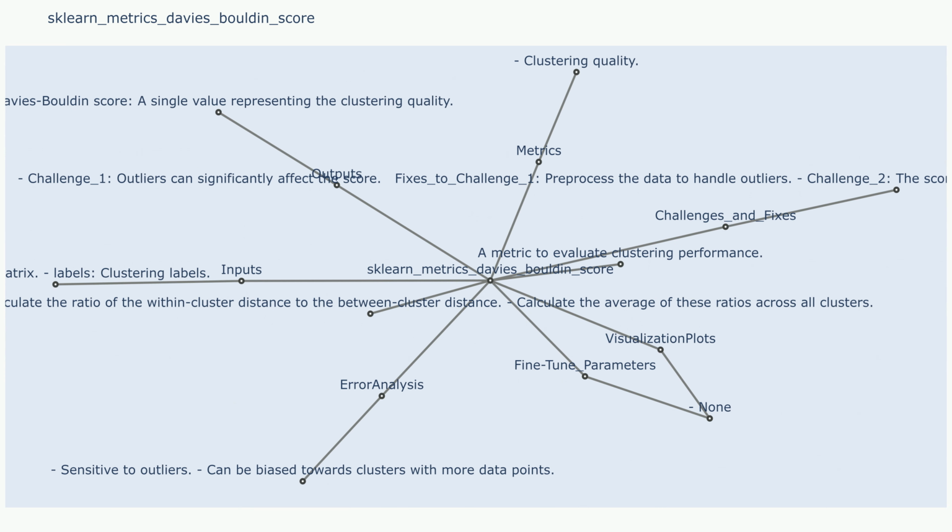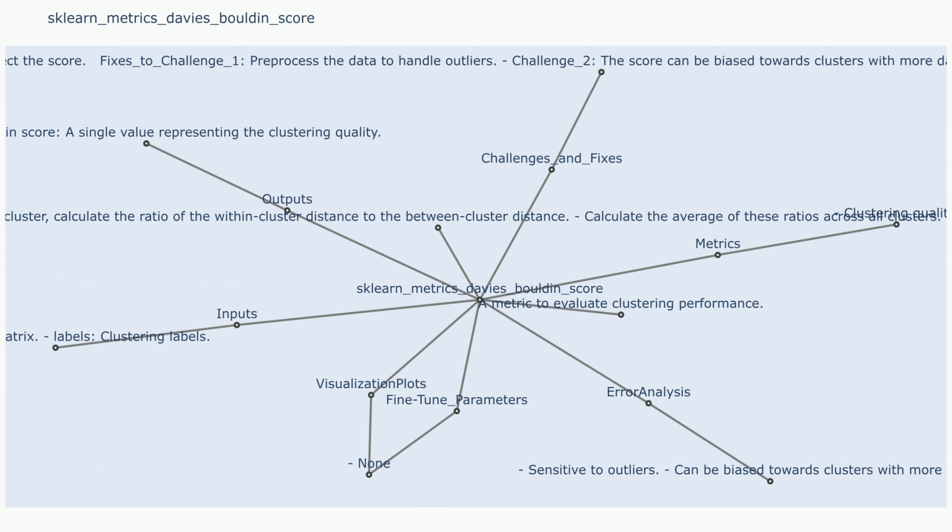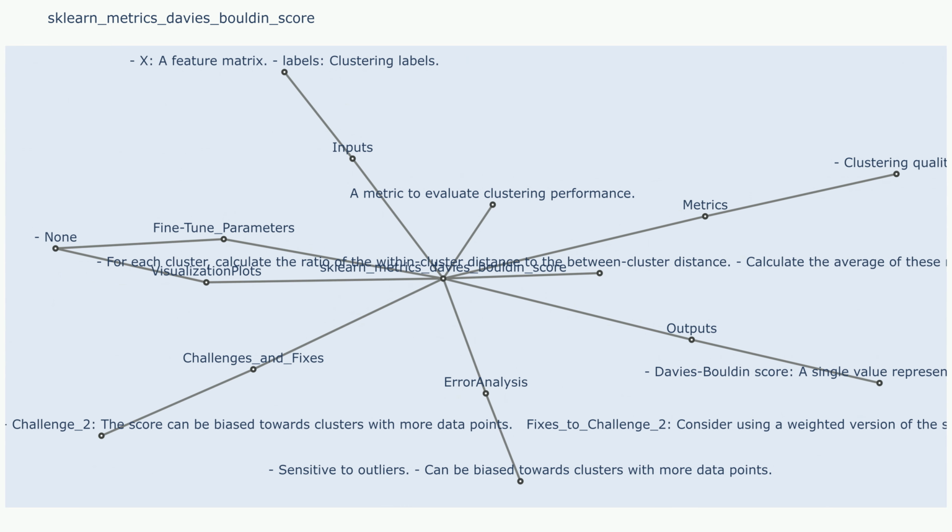Challenge 2: the Davies-Bouldin score can be biased towards clusters with fewer data points. Sample use case that resulted in challenge 2: small clusters might have a lower within-cluster distance and a higher between-cluster distance, leading to a lower Davies-Bouldin score, even if they are not well separated. Fixes to challenge 2: consider using other clustering metrics like silhouette score or Calinski-Harabasz score, which are less sensitive to the size of clusters.